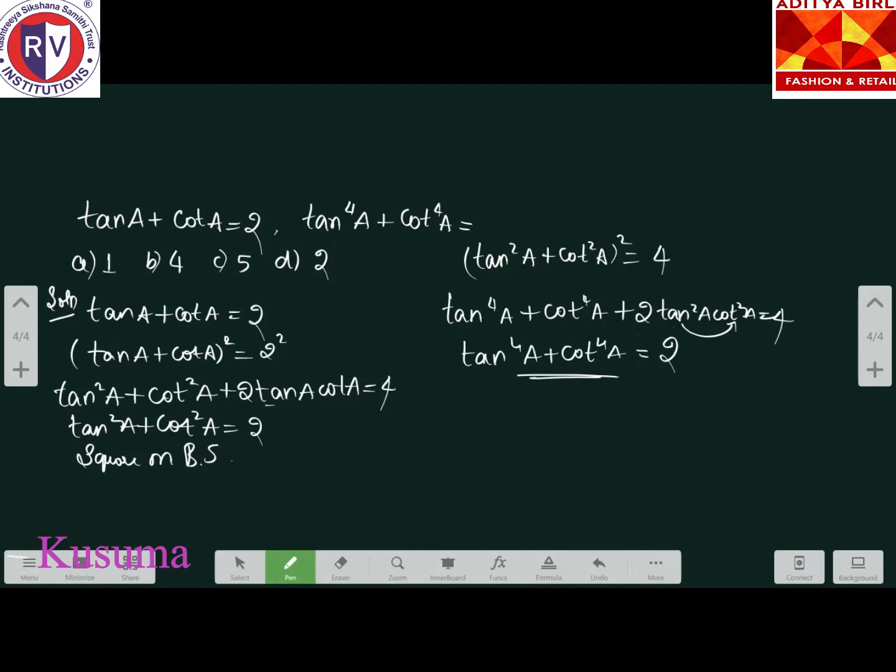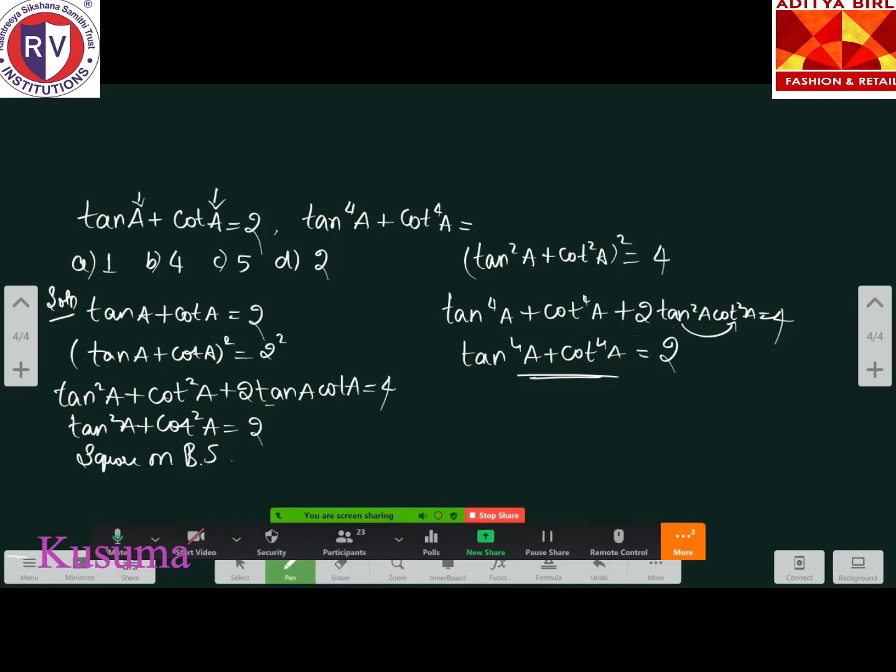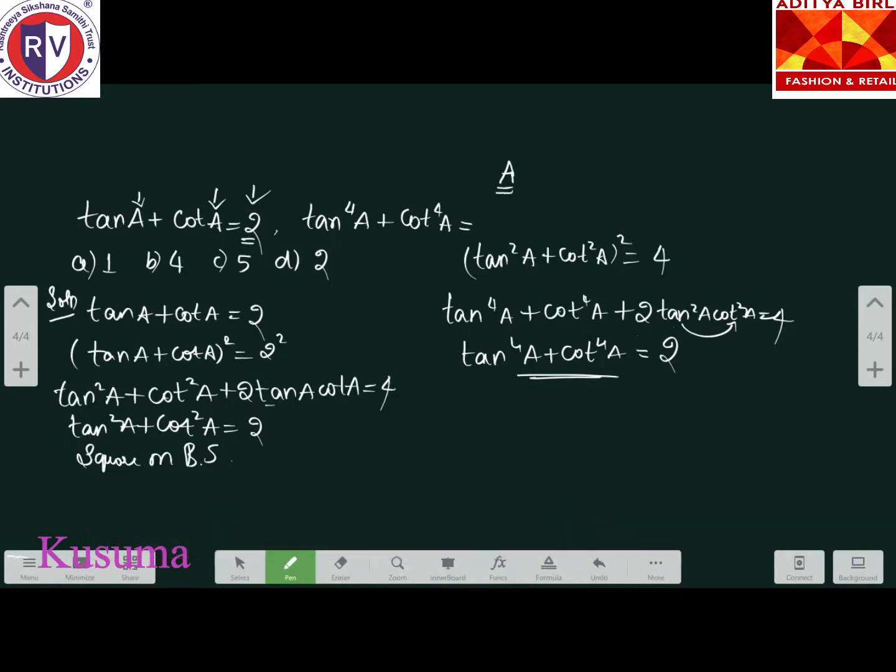In another method, we choose this A. We are going to choose this angle so that we will get the value that is in the RHS. So we have to choose some angle A so that when we put that angle A here, we should get the value in the RHS. Can you tell me what angle can be chosen here? 45. Yes. So tan 45 is equal to 1 and cot 45 is equal to 1, right? So 1 plus 1 is 2. That is the value in the RHS.